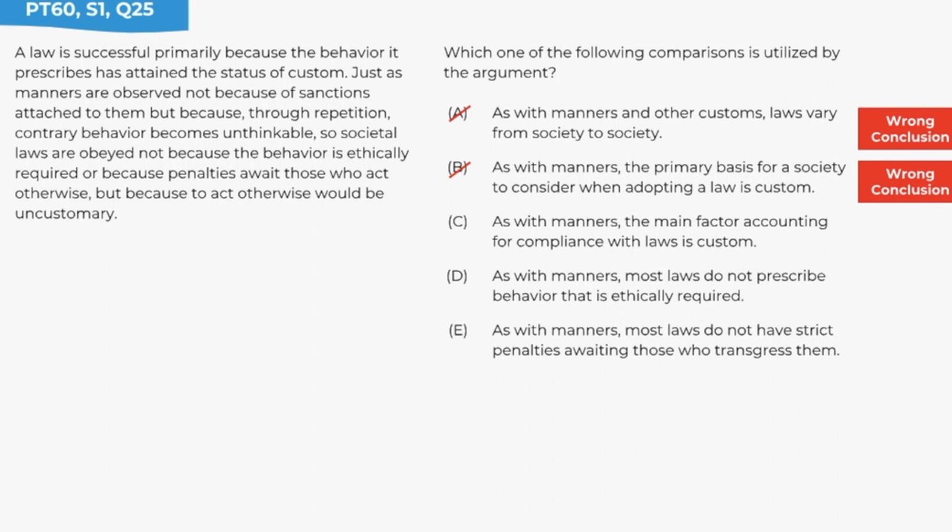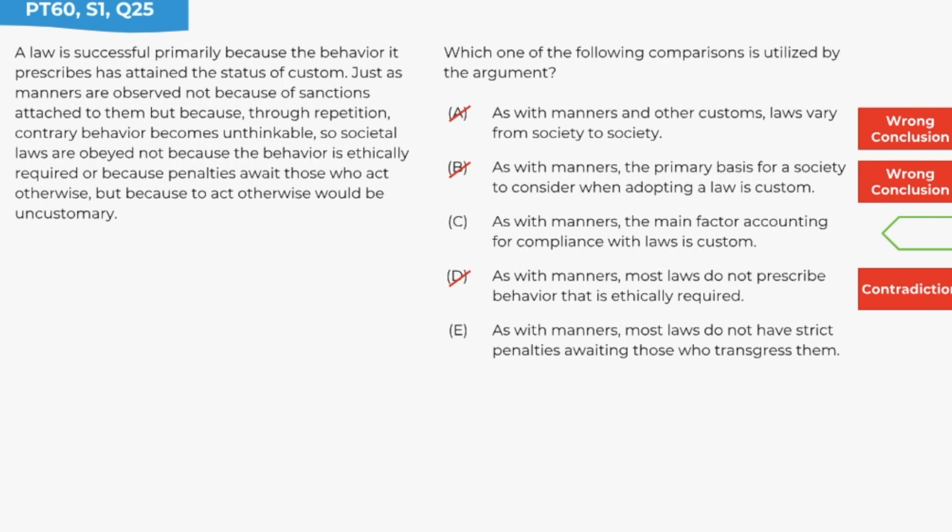Answer choice C says, as with manners, the main factor accounting for compliance with laws is custom. The main factor accounting for compliance sounds like obeying or observing. This sounds okay. Let's hold on to answer choice C. Answer choice D says that as with manners, most laws do not prescribe behavior that is ethically required. Well, what does the argument say? It says societal laws are obeyed not because the behavior is ethically required or because penalties await those who act otherwise. This seems to suggest that they are ethically required, which contradicts answer choice D. Let's get rid of it.